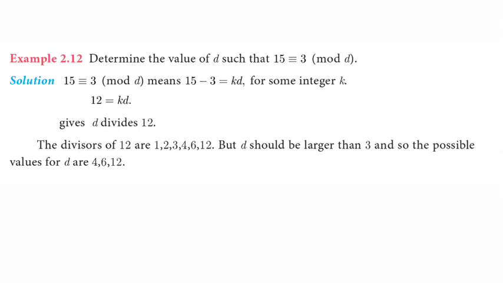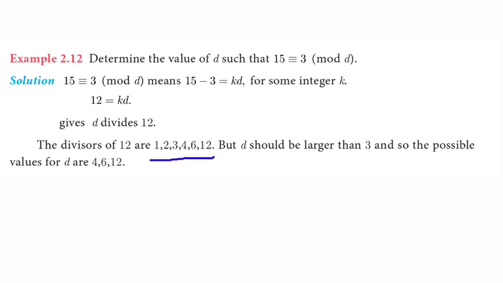Next, example 2.12. Determine the value of D such that 15 is congruent to 3 mod D. Solution: here A value is 15, B value is 3. Using congruence modulo, (A minus B) divided by D equals K for some integer. Therefore (15 minus 3) divided by D equals K. Next, 15 minus 3 equals KD. 15 minus 3 equals 12. So 12 equals K into D, which gives D equals 12 by K.